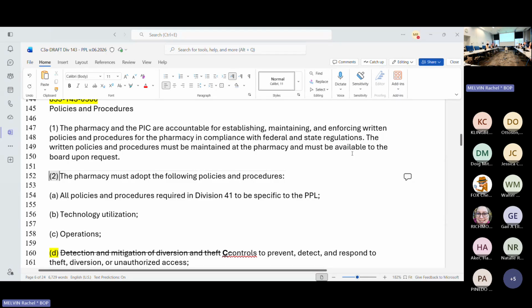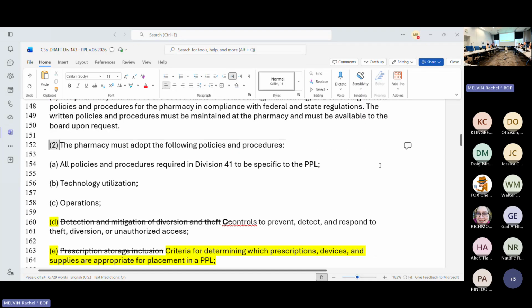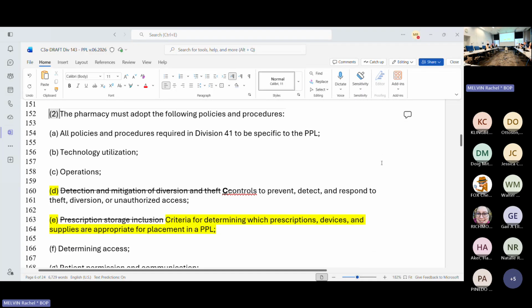We just talked about paren 2. And moving down in paren 2, there are a few additional strikes. Let me get my notes here. So for paren B, for technology utilization, I thought it might be helpful that we go through these one by one and try to understand what they are to make sure that they are still needed. To account for the PPL's technology that must be utilized, that's not something that's necessarily accounted for in Division 41.